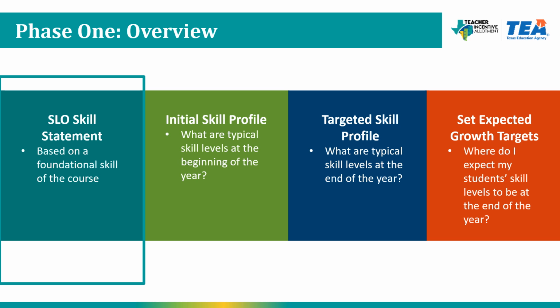And then in 3, we're setting those growth targets. Based on the initial skill profile and planned instruction, teachers set growth targets for the end of the year. These targets describe the expected skill level each student should achieve, not a test score, but in terms of their ability to perform the skill. We're going to establish expected growth targets, and teachers are going to define what growth looks like for each student based on their initial skill level and instruction they receive throughout the year.